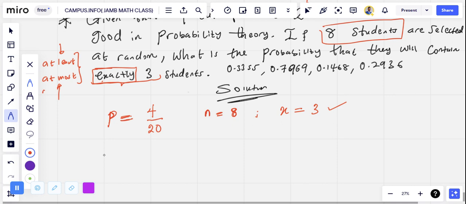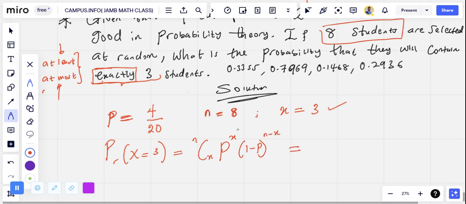So therefore, by formula, your probability of X equals... what is the outcome you are looking for? Exactly 3 students. X equals 3. That means this small x is 3. So I have N combination X, P raised to the power of X, then (1 minus P) raised to the power of N minus X.